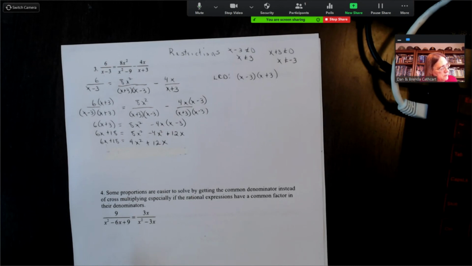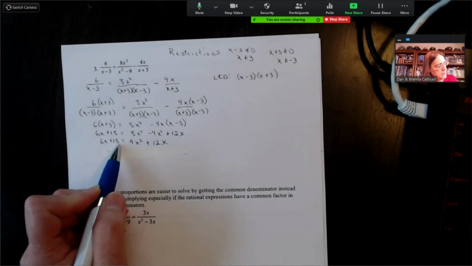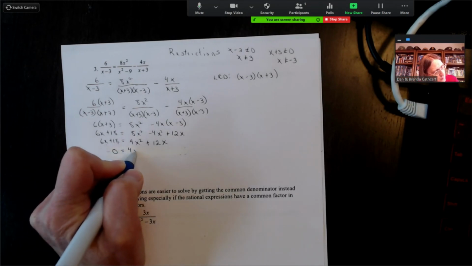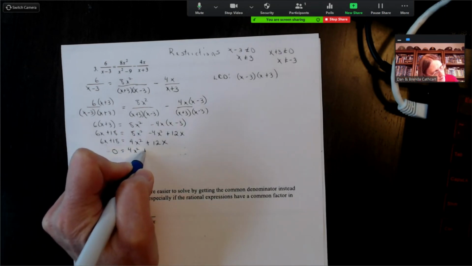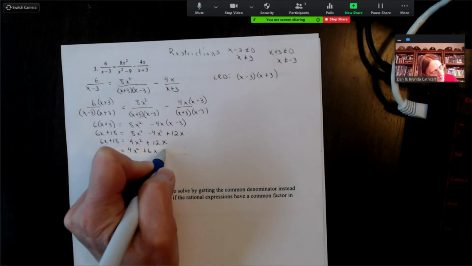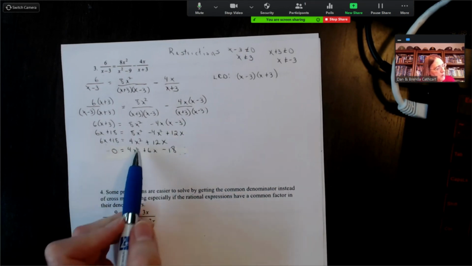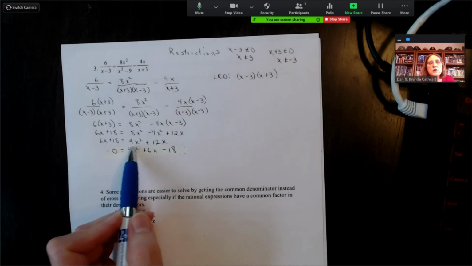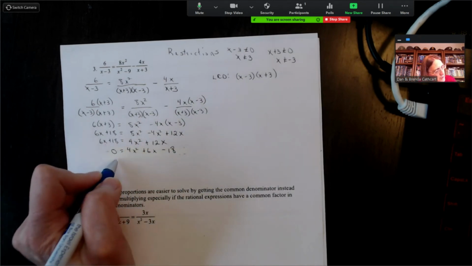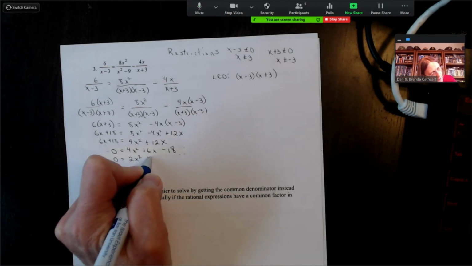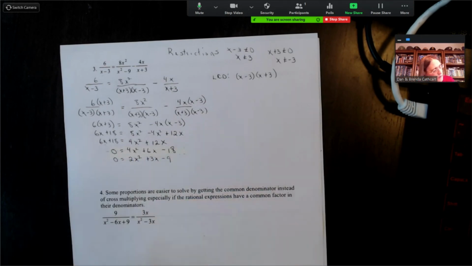So as we continue, when we subtract 6x and 18 from both sides of the equation, we get 0 equals 4x squared plus 6x minus 18. Now, we can solve this. We see each term here is even, so we can divide both sides by 2. So we get 0 equals 2x squared plus 3x minus 9.